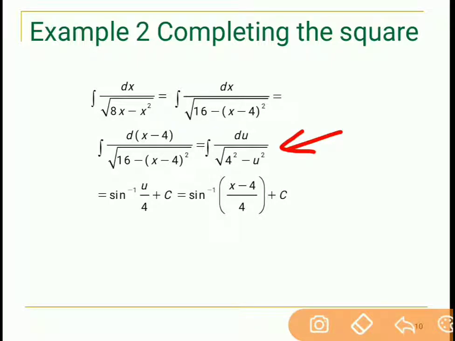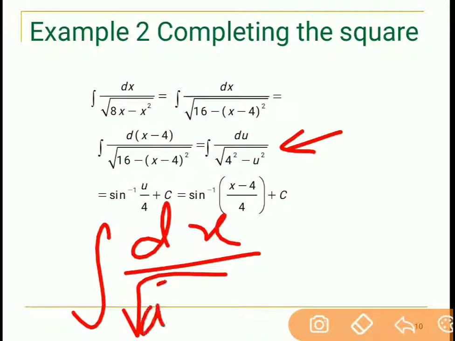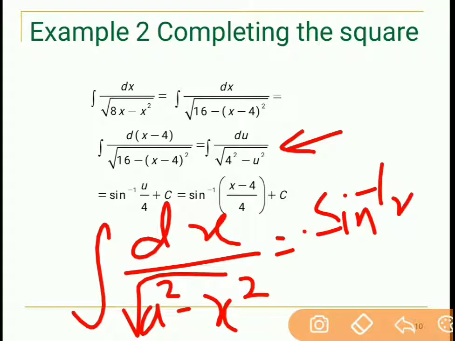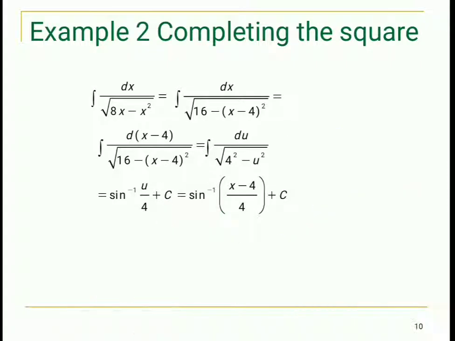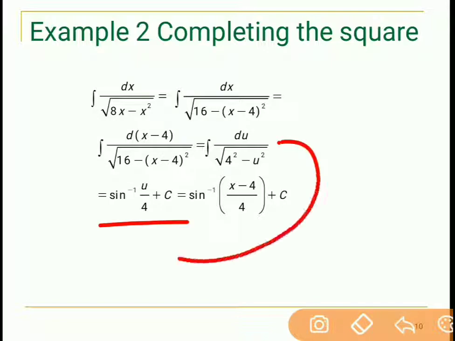Now there is a formula which you need to remember, that integration of dx upon under root a square minus x square, the answer for this is sine inverse x by a. Following the same formula, we will get the integration of du upon under root 4 square minus u square as sine inverse u by 4 plus c. Now u can be replaced as x minus 4.